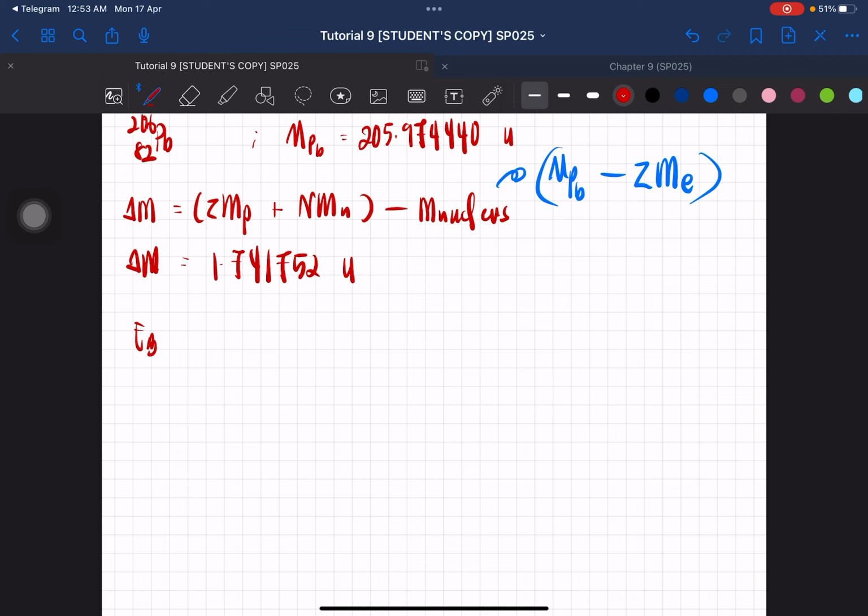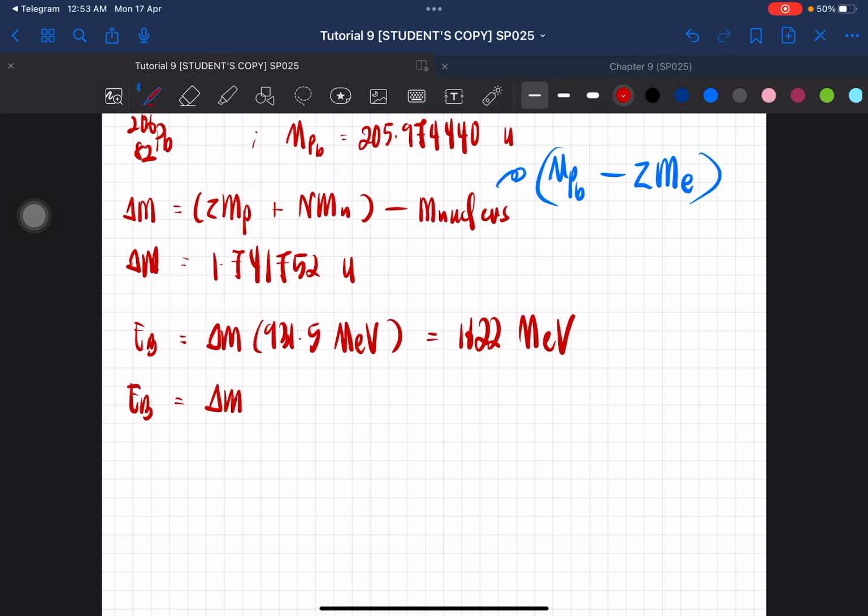Lepas tu the binding energy in mega electron volt, it's gonna be delta M times 931.5 mega electron volt, and you will get 1622 mega electron volt. And then this is gonna be delta M times with 1.6 times 10 negative 13 joule. So this one will be in mega electron volt lah. Okay, so kamu akan dapat 2.6 times 10 negative 10 joule.